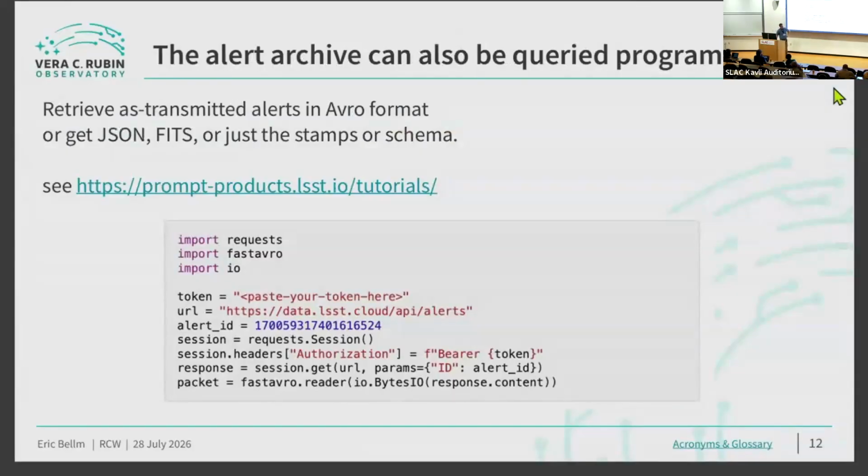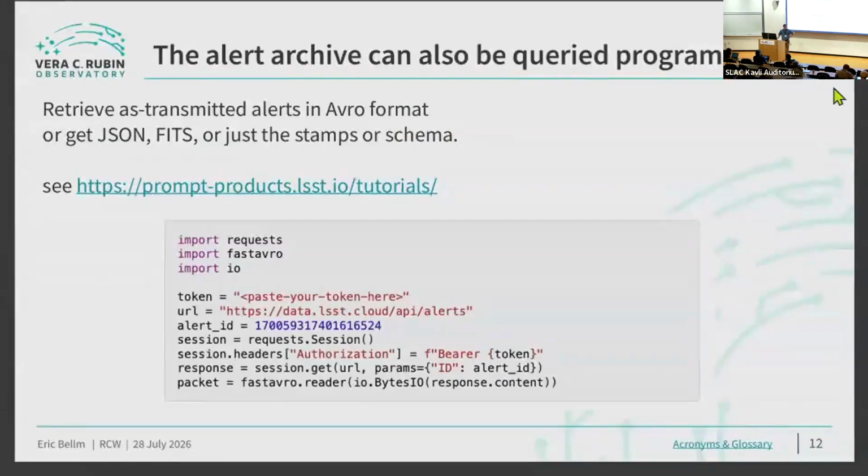Driving that GUI service is an API, a service called Herald, which if you can get a token from the RSP, you can, in a Python notebook, query that service and retrieve the alert packet either as transmitted Avro or in several other formats, or if you just want the cutouts or the schema. And so this provides an interface to these data.